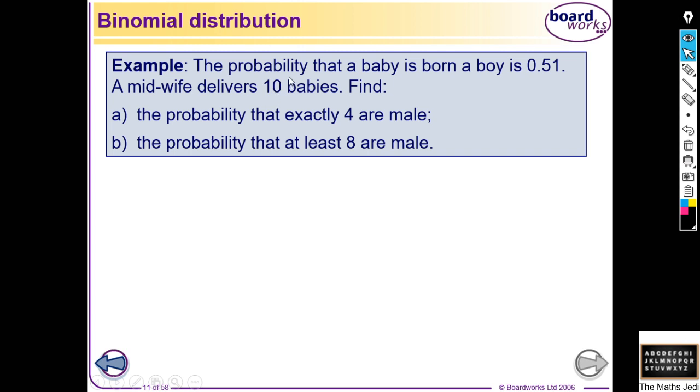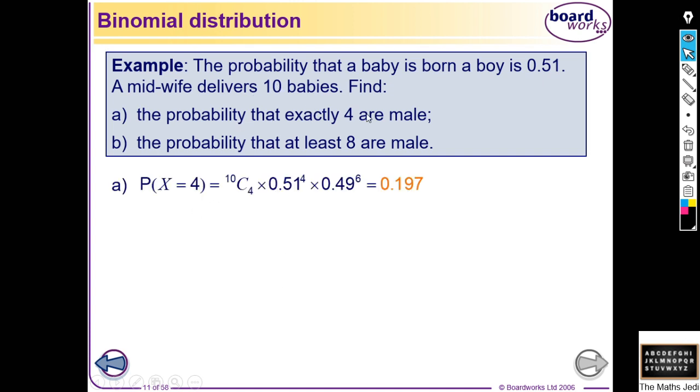Are there a fixed number of trials? Yes, because there are 10 babies. Are the events independent? Well, the chance of one boy being born and the chance of another boy being born, they shouldn't affect each other. So they are independent. Is the probability fixed? Well, yes, because we're told in the question it stays as 0.51. So we know we're dealing with a binomial distribution question. The minute we know we're dealing with a binomial distribution question, our first step would be to establish that binomial distribution. How many trials are we doing? 10. What's the chance of success? 0.51.